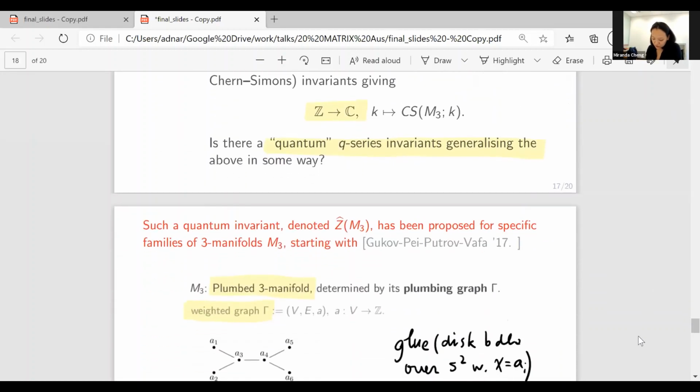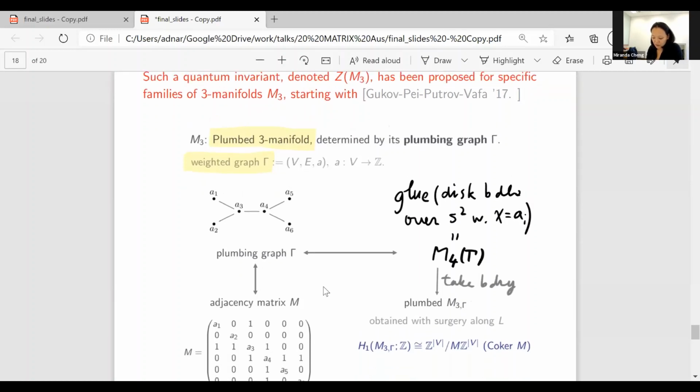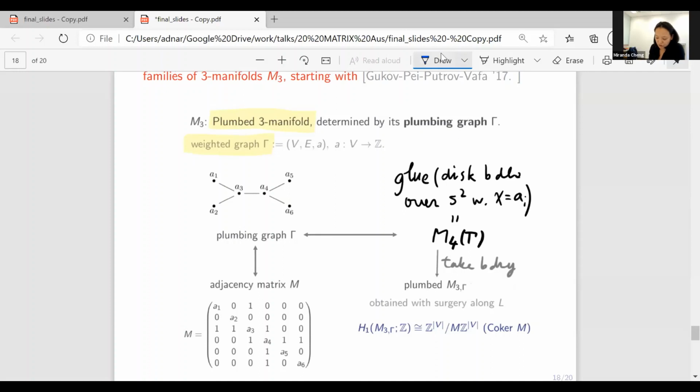So such a quantum invariant, often called Z-hat of M, has been proposed for specific families of three-manifolds, starting with recent work. In particular, it has been proposed for the so-called plumbed manifolds, and without going into any details, the data characterizing such a plumbed manifold is a weighted graph, namely a graph with an integer associated to each of the vertices. And what's also important will be the adjacency matrix of such a graph.